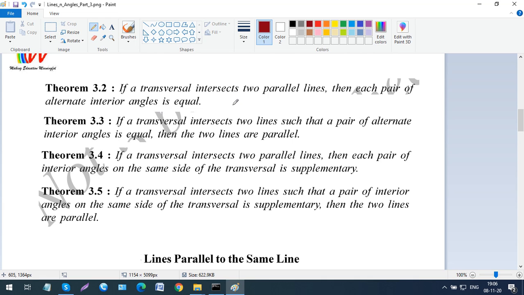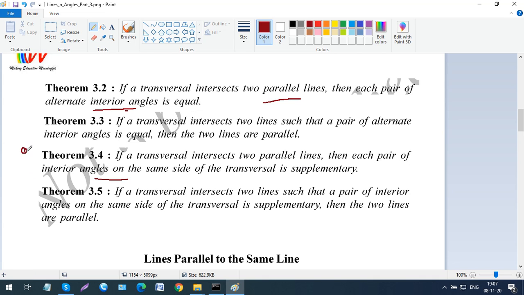Okay, now coming to the next theorem. If a transversal intersects two parallel lines, then each pair of alternate interior angles are equal. So the same thing. Okay, as I told you, the alternate interior angles in case of parallel lines are equal. That's what is written. And similarly, if the transversal intersects two parallel lines, then each pair of interior angles on the same side of the transversal is supplementary.